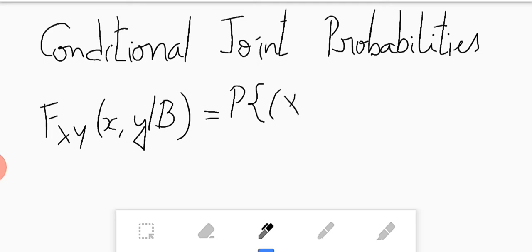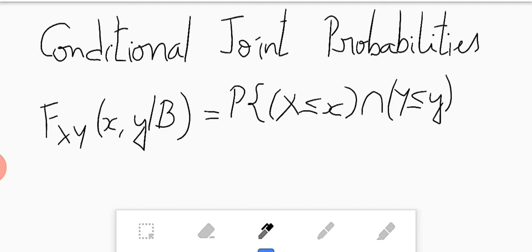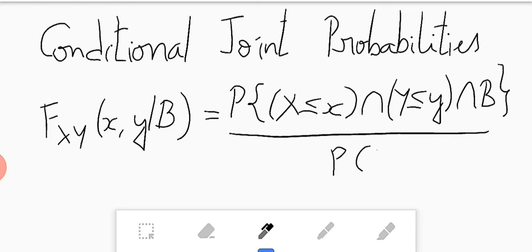So in the single random variable case, you have x and probability of the event B intersection, but here you have two variables, that is x and y intersected with event B, divided by probability of B. So this is your CDF for conditional joint variables.